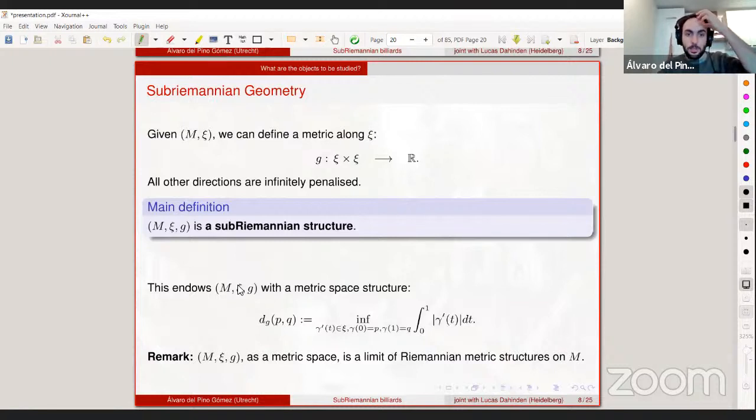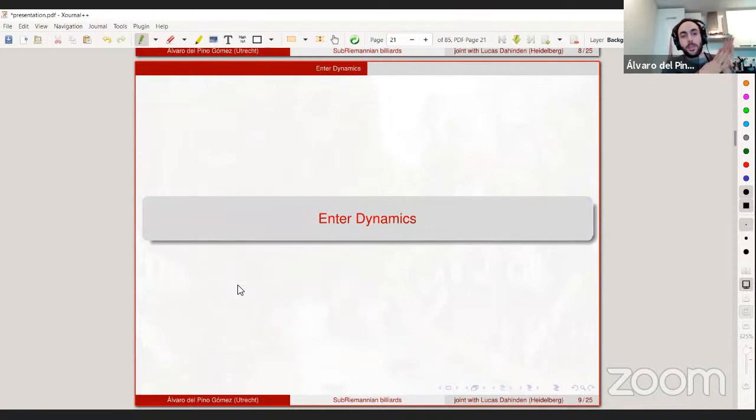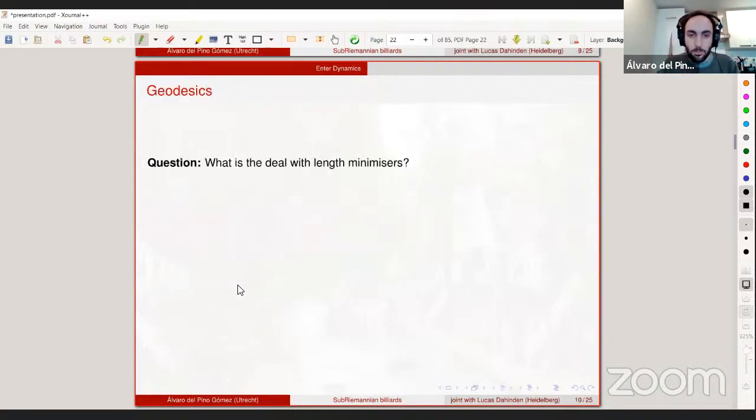Are there any questions up to this point? Okay. Then, let's do dynamics. So now we've introduced the notion of cost, so now we can do proper dynamics in the setup. And the question is, what are length minimizers, or what are geodesics?